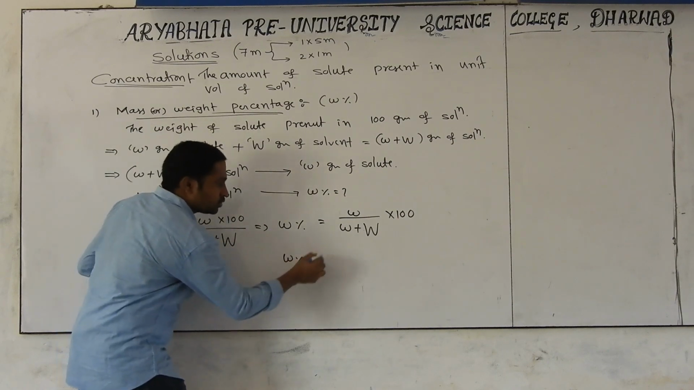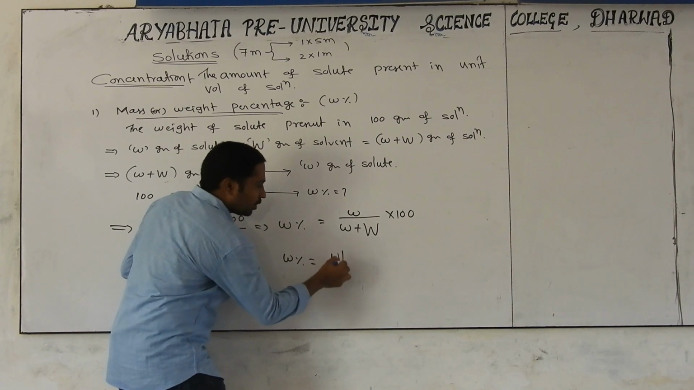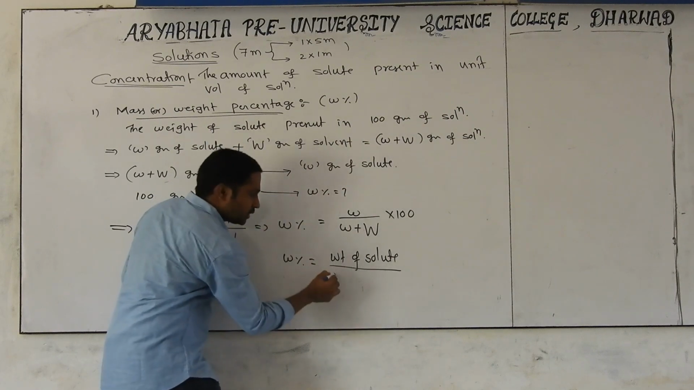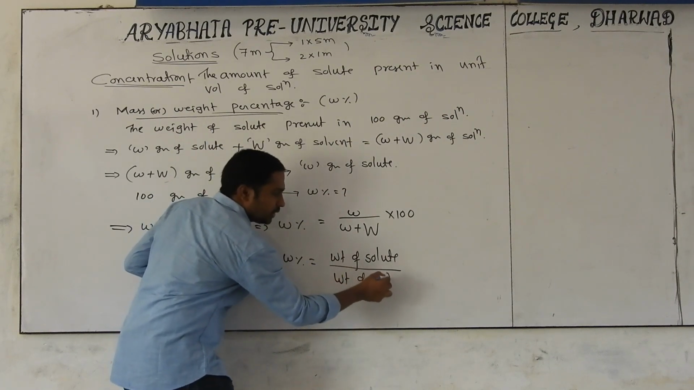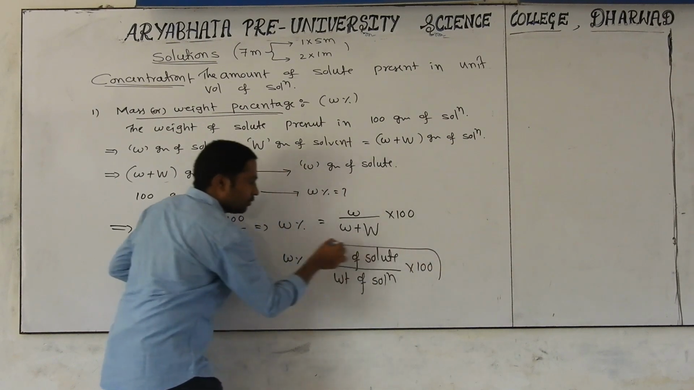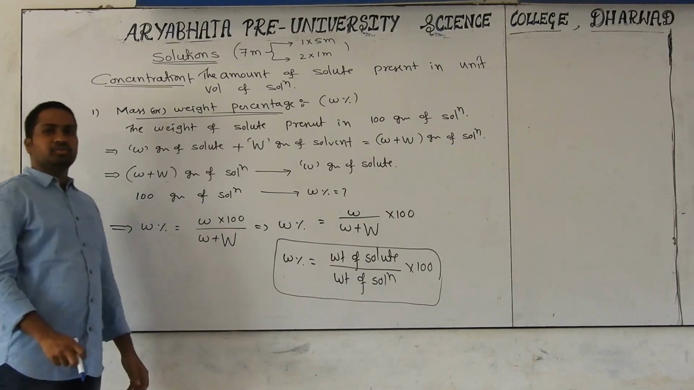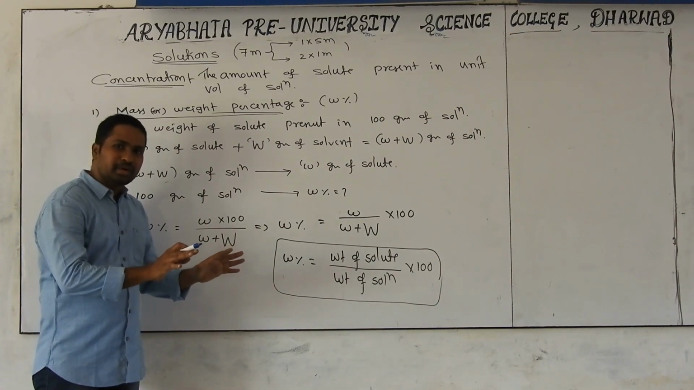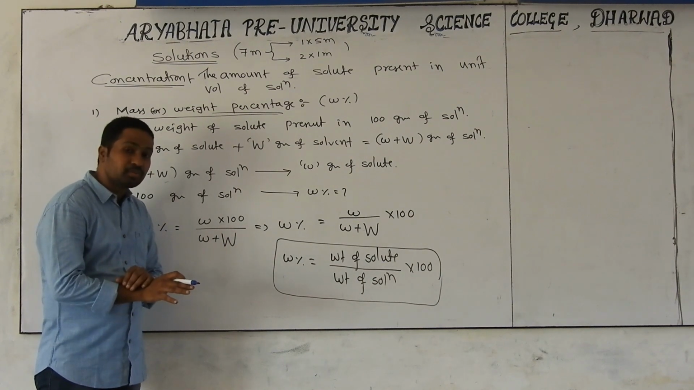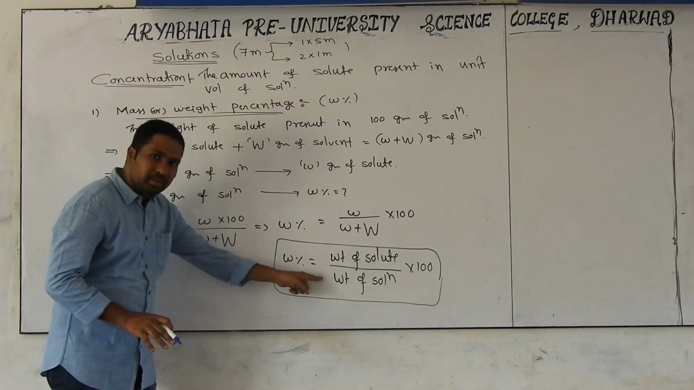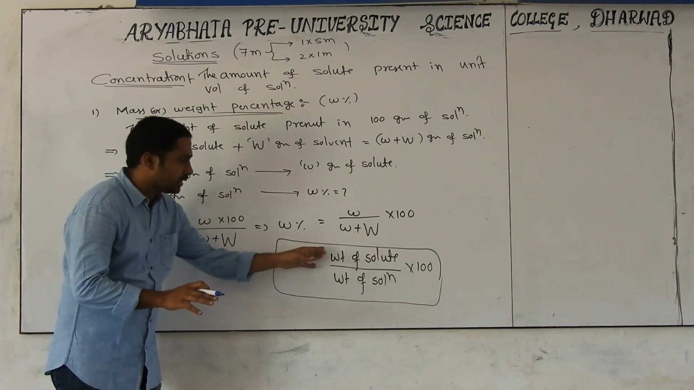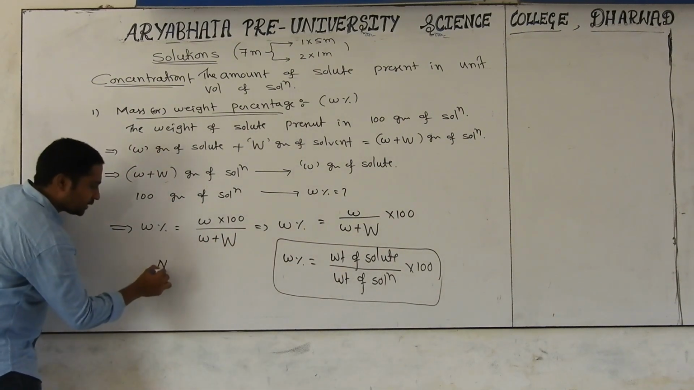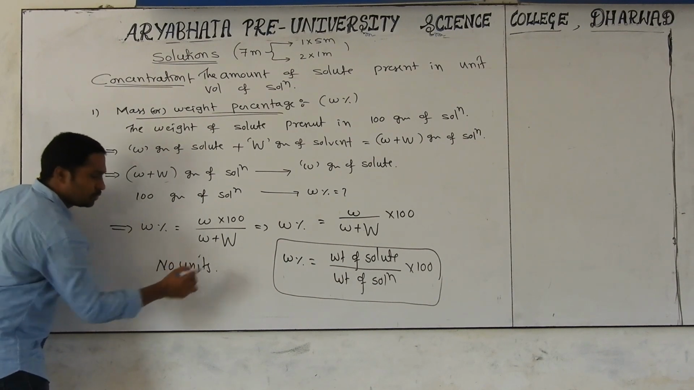What is the meaning of small w? Weight of solute. Small w plus capital W is the weight of solution. What is the formula for weight percentage? Weight of the solute by weight of the solution into 100. Here the important thing is, what are the units of this? No units. Why? Because the numerator and denominator have the same terms, weights. For example, gram cancels, kg cancels. So here we don't have any units. Highlight this point. No units.